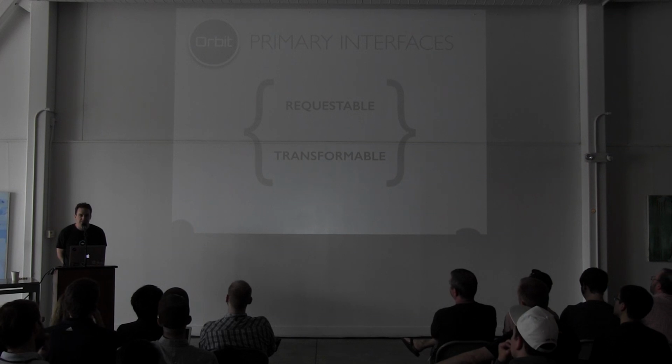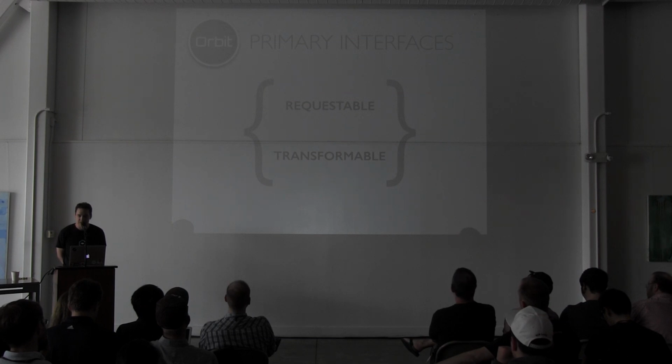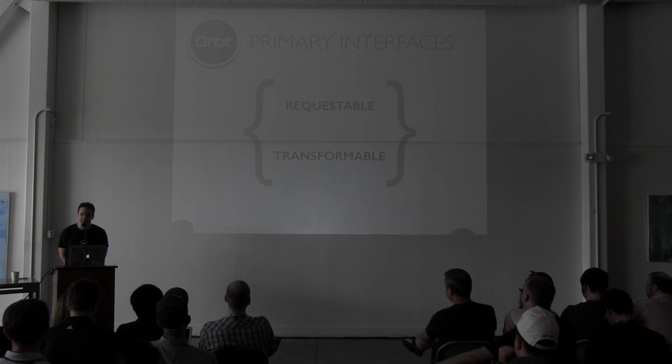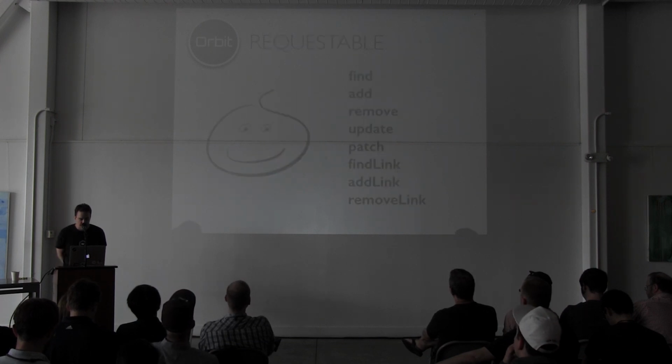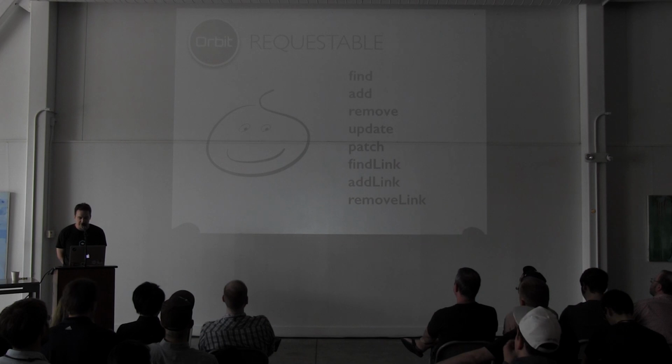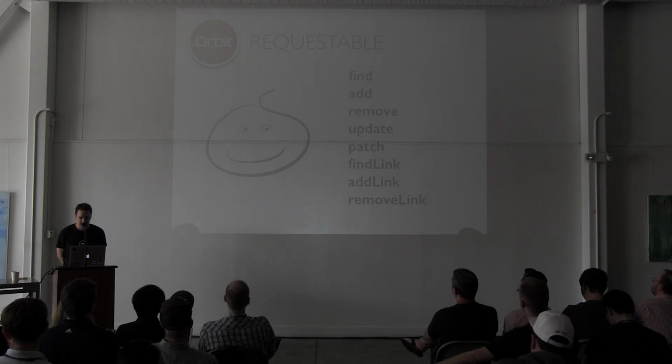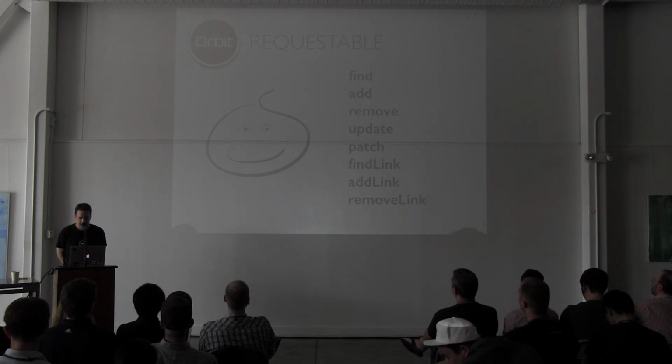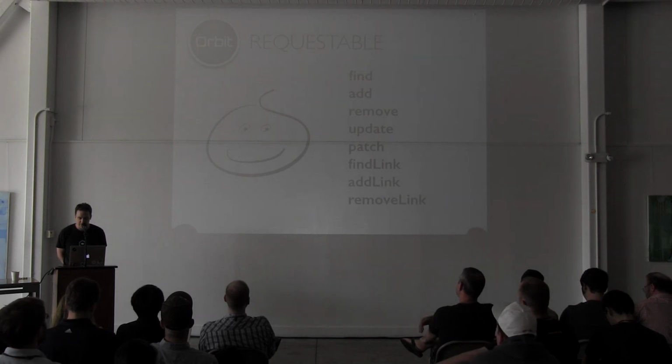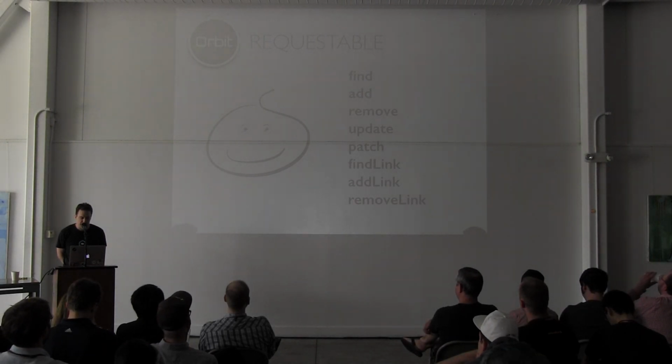This pattern is used throughout Orbit's primary interfaces, the requestable interface and the transformable interface. These interfaces are really low level and can be applied to any JavaScript object. The requestable interface is geared towards developer happiness. At the low Orbit level, you can actually define any methods on this requestable interface that you want. These are the ones that are used in Orbit's common library, which I'll review later, but these are some examples.